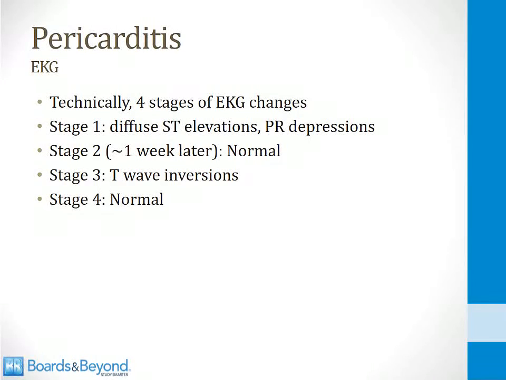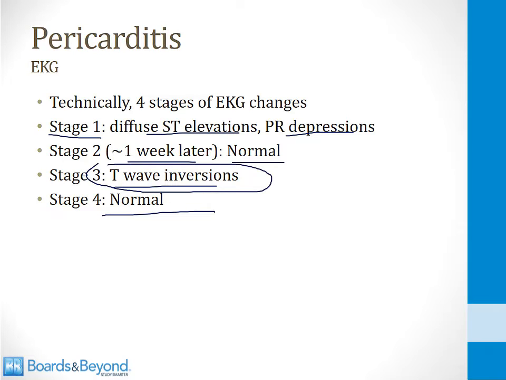Technically, there are four stages of EKG changes in pericarditis. Stage 1 is the first stage, and this is what I was talking about in the last slide: diffuse ST elevations and PR depressions. About a week or so later, the ECG will look normal, and about a week or a few days after that, the ECG can develop T-wave inversions, and then it can go back to normal again. So what you need to understand is that sometimes you can see T-wave inversions in a person who had pericarditis a few weeks ago, and that's actually a normal progression of changes, not a sign of a new heart condition.